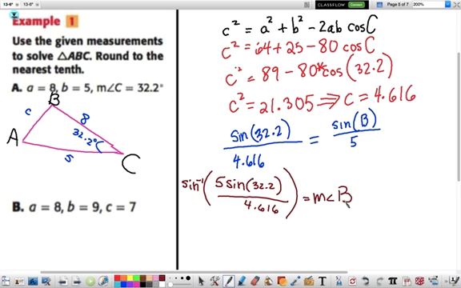You got 35.254? I got some mm-hms. So it sounds like that's correct. Let me just double check too. Sine of 32.2 divided by 4.616. Yep, 35.254.